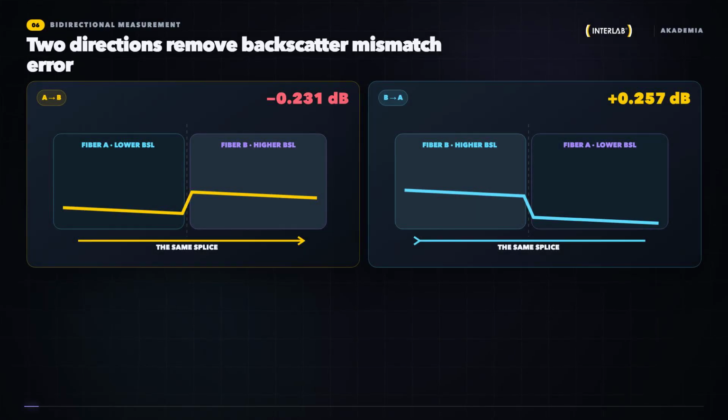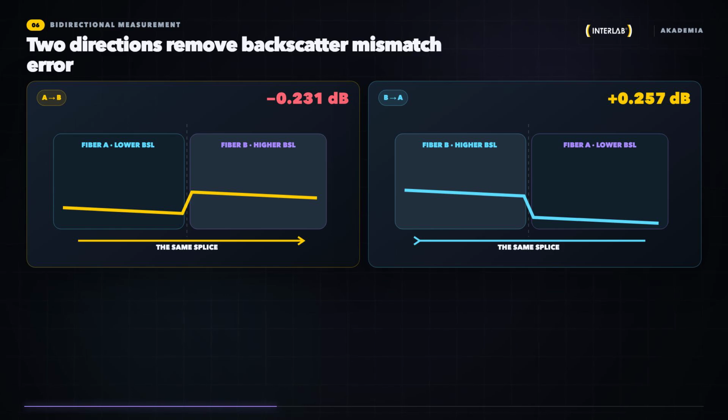Let us return to the splice from the opening. An OTDR does not directly measure the power transmitted through an event. It compares the backscatter level before and after it. Two fibers can have different backscatter coefficients even when both comply with G652D. When the OTDR moves from a darker fiber to a brighter one, the trace rises after the splice. The instrument reports negative loss.